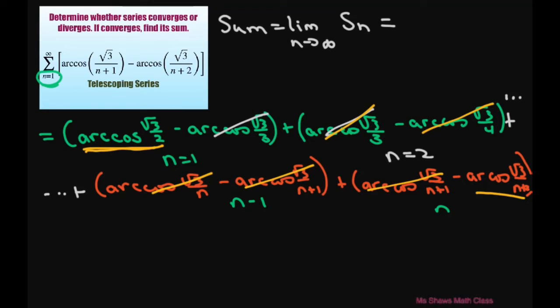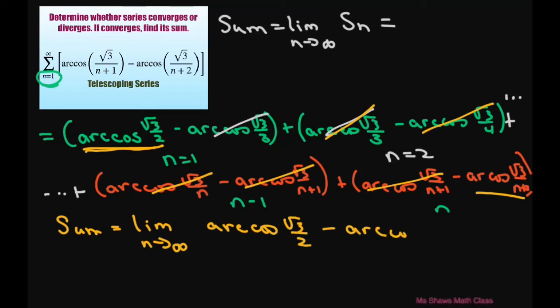All right. So now we have the sum equals the limit as n approaches infinity of arc cosine of square root of 3 divided by 2 minus arc cosine of square root of 3 divided by n plus 2. Now basically, remember, this is your inverse. So this piece right here is going to go to 0 as n approaches infinity.